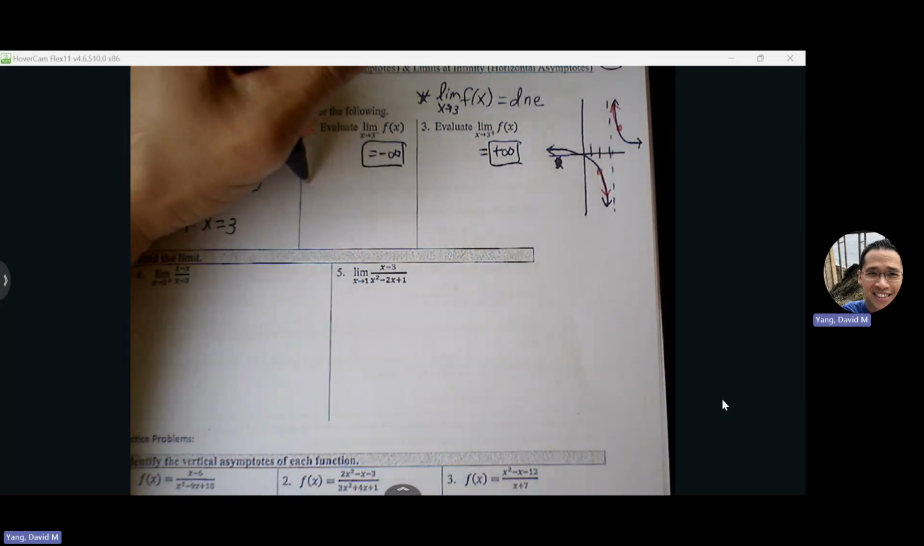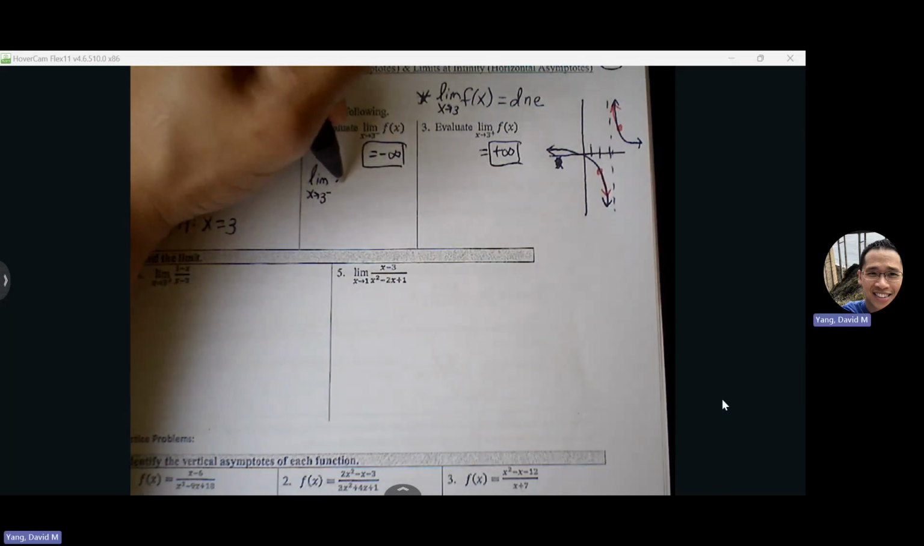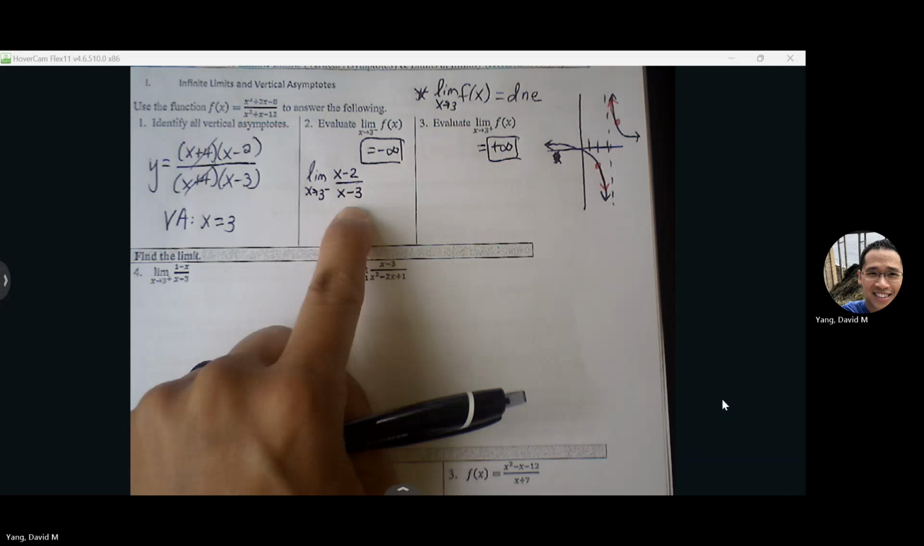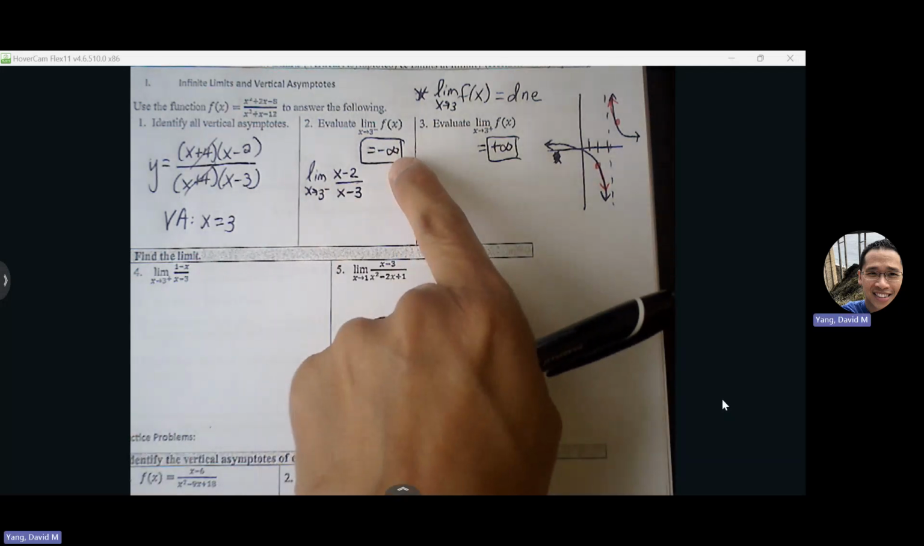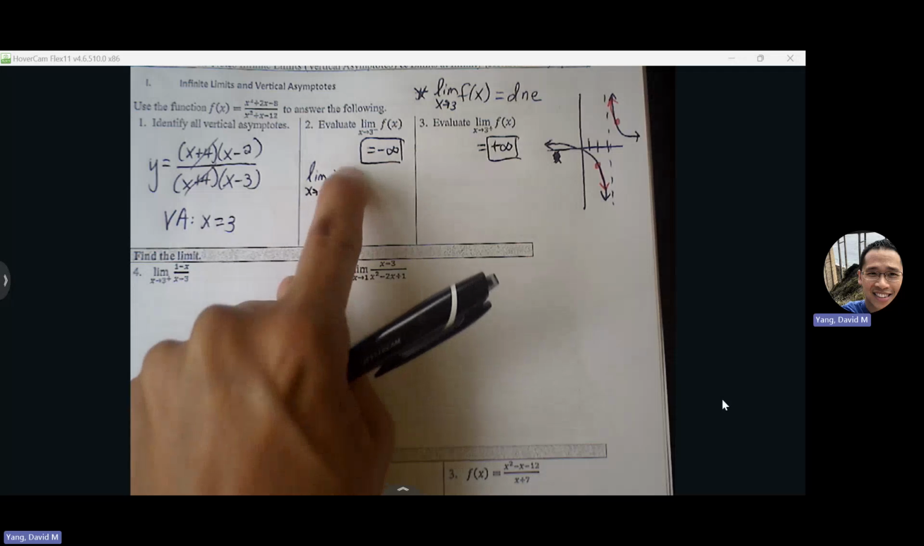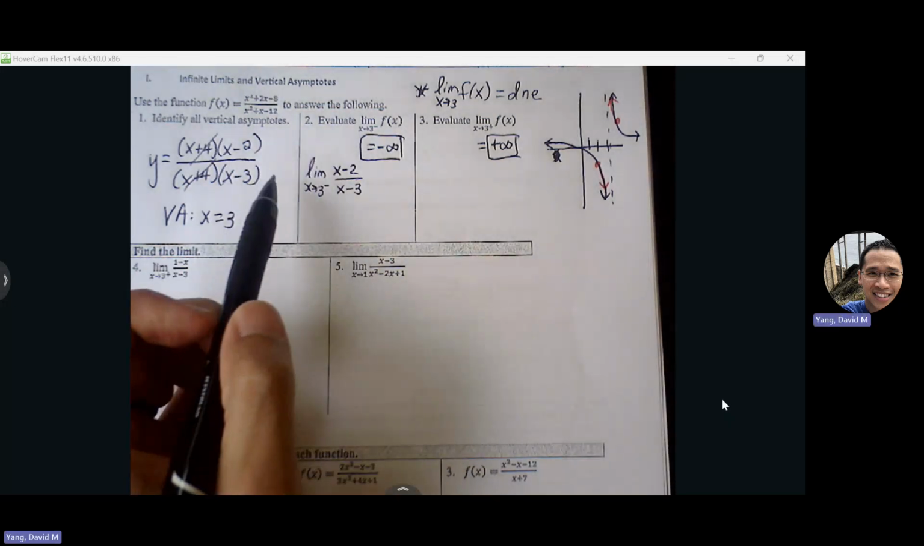And I'm just going to do this. Limit as x approaches 3 from the left side of 3 of x minus 2 over x minus 3. We already know what the answer is: negative infinity. But let's say this was the problem given to you and you had to evaluate it from scratch. Okay. So let me walk you through that process.